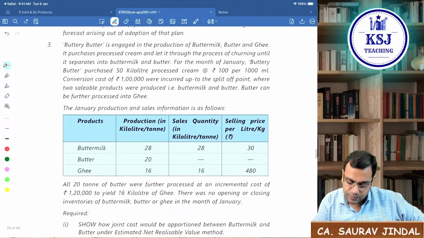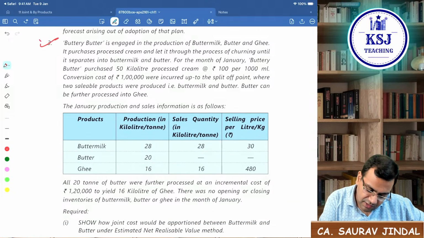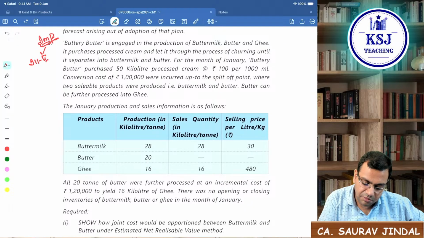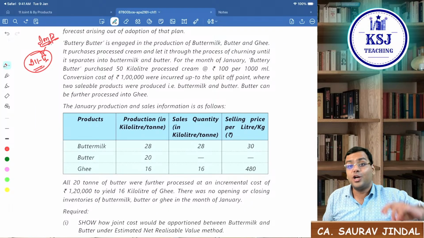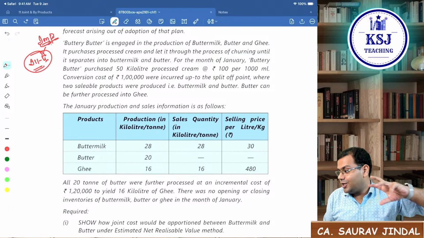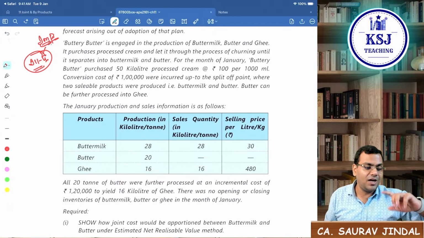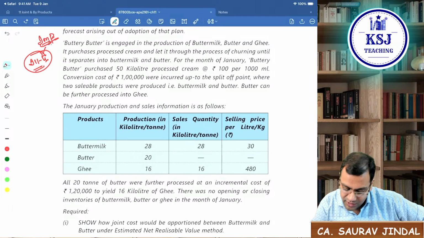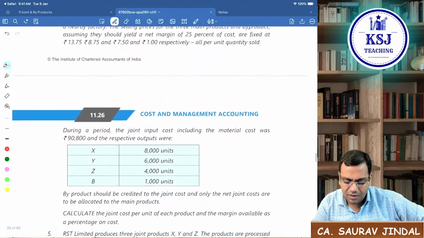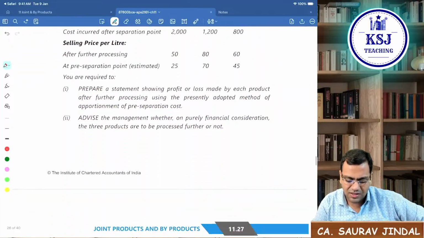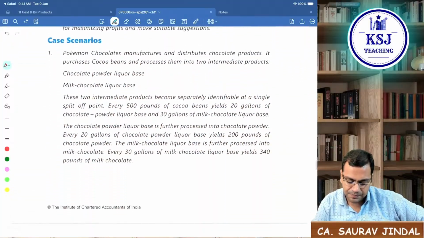Questions 1 and 2. This question number 3, I want you people to practice. This is similar to your illustration number 4. The only thing is the conversion part here. The kiloliters to liters, ml to liters, that conversion part you have to do carefully. That conversion will more or less be given in the exam only. So nothing as such to worry about.